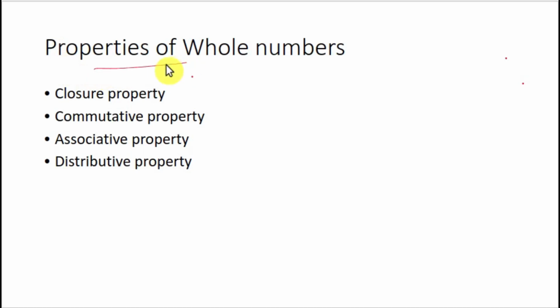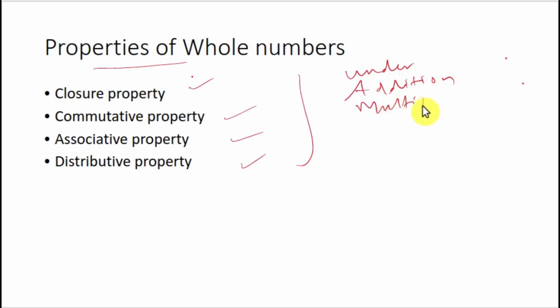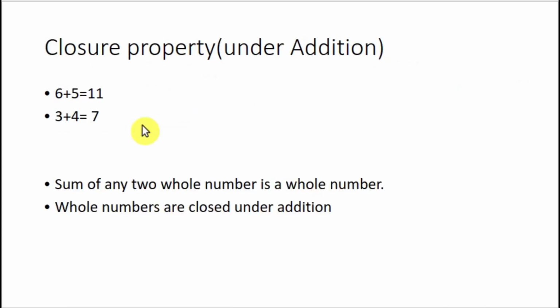Next, properties of whole numbers. There are 4 properties: closure property, commutative property, associative property, distributive property. Each property we have to go under addition, multiplication, subtraction and division. Okay, let us see one by one.